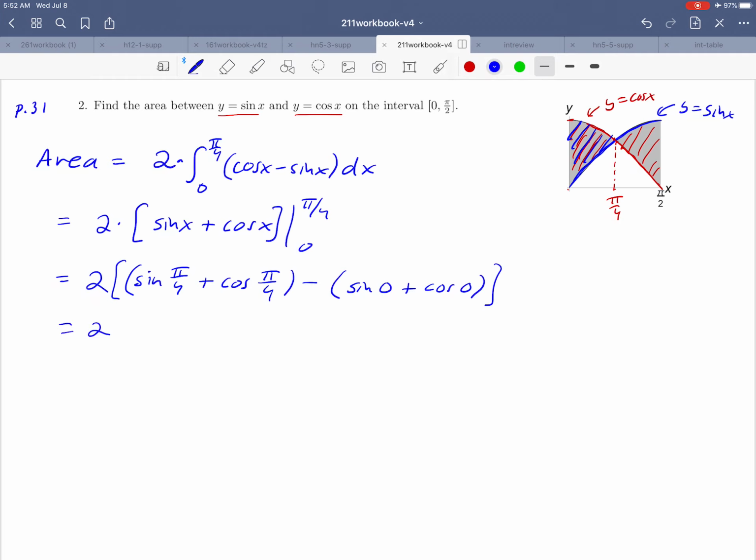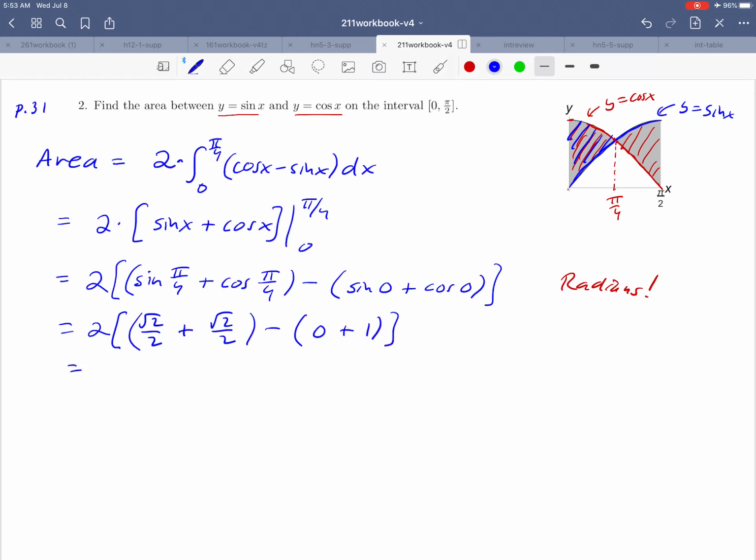At this point, you could either go to your calculator or you might remember what these values are from trig. If you do go to your calculator, make sure that you're in radians. That's the assumption when we're doing calculations like this in a calculus course. Sine of pi over 4 ends up being square root of 2 over 2, and cosine of pi over 4 is also square root of 2 over 2. And then sine of 0 is 0 and cosine of 0 is 1.